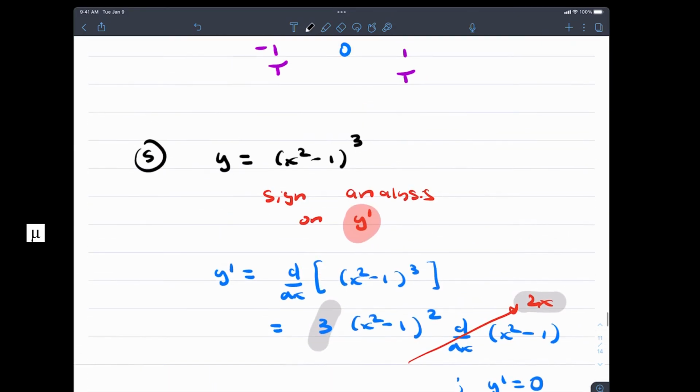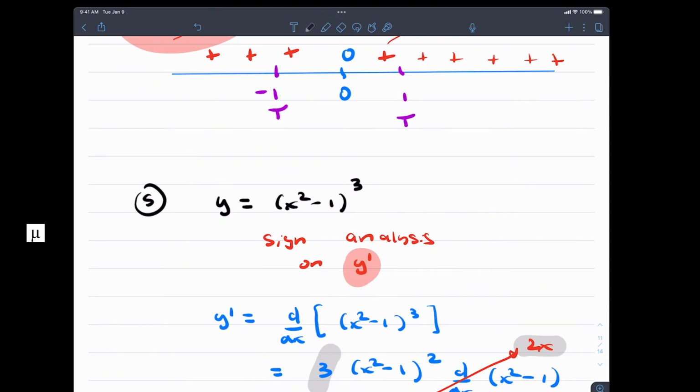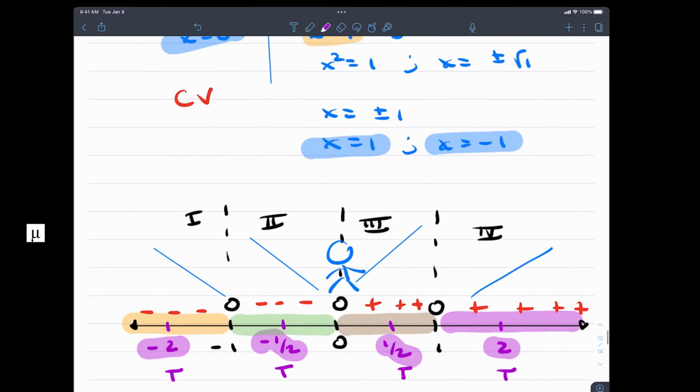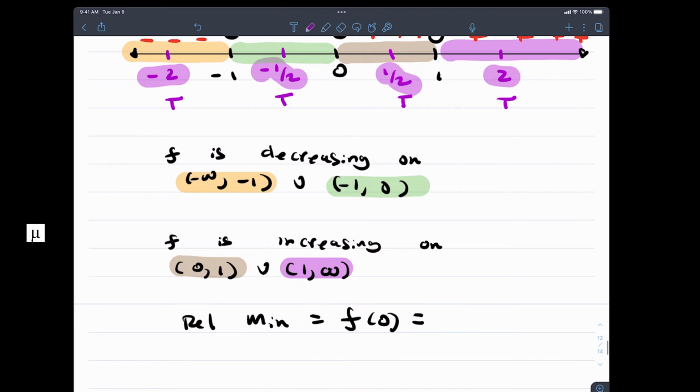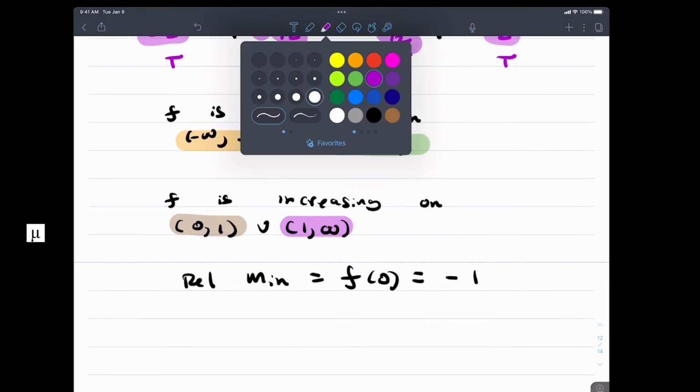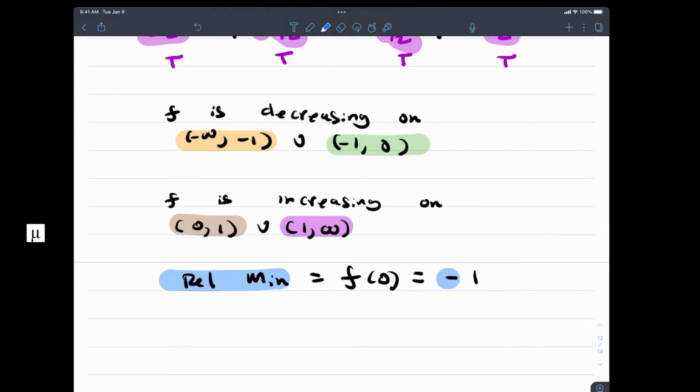So go back to your f function. You plug in what here? 0. So you get 0 squared minus 1, cubed. Minus 1 cubed is negative 1. Okay? Just plugging in 0 there gives you the value negative 1. So f of 0 becomes negative 1. What is the relative min? It's negative 1. It's not 0. It's negative 1.